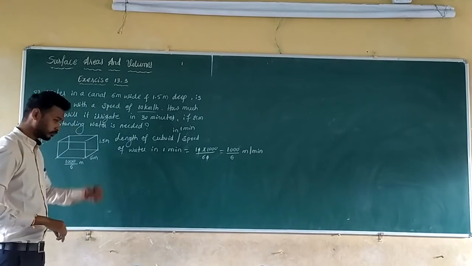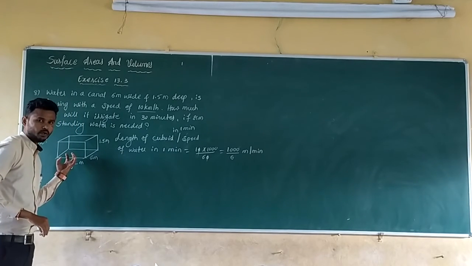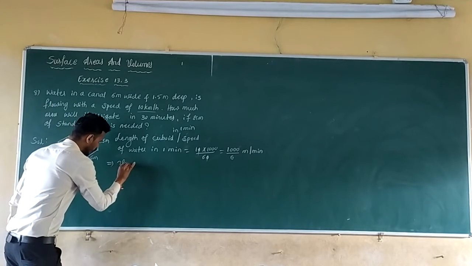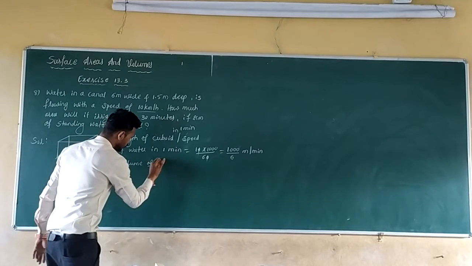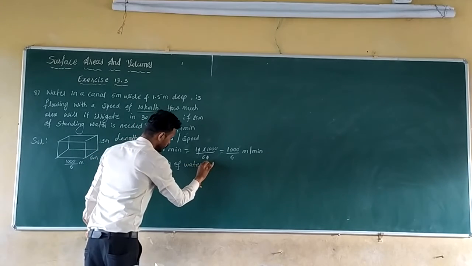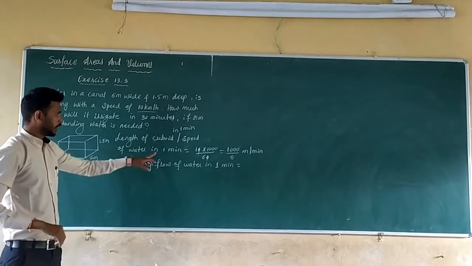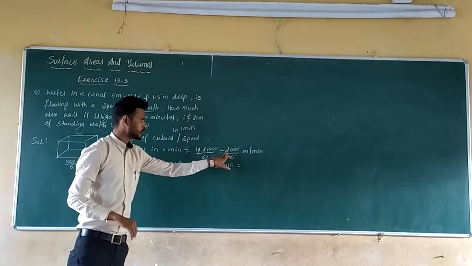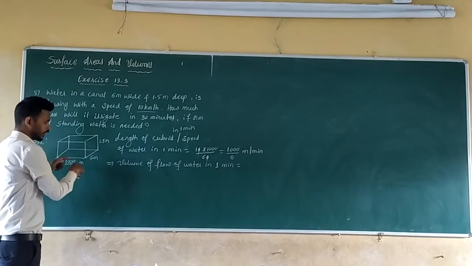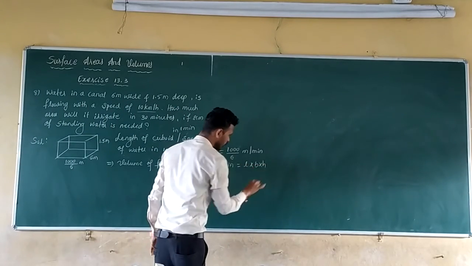So next, find the volume of flow of water in 1 minute. The speed of water, or the length of water in 1 minute, is 1000 by 6. They have given the breadth also, and the height also. It is like a cuboid. Then what is the volume formula for the cuboid? Length into breadth into height.